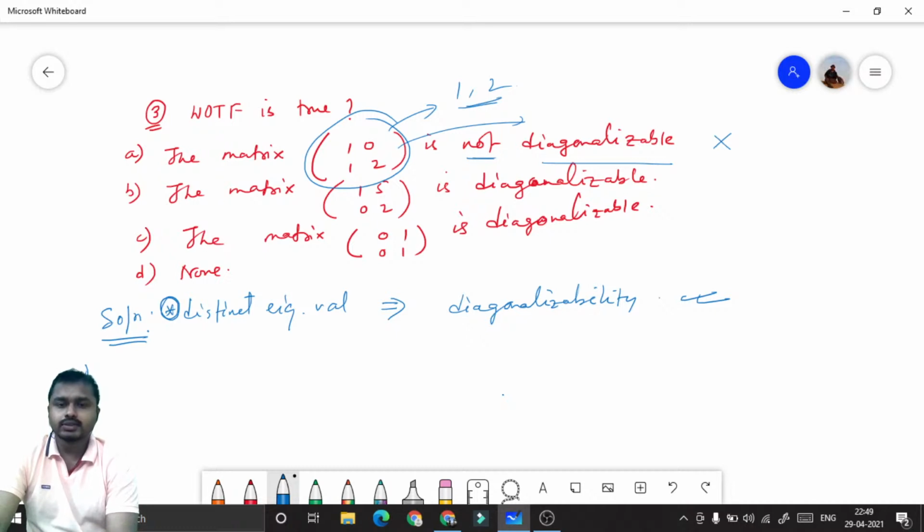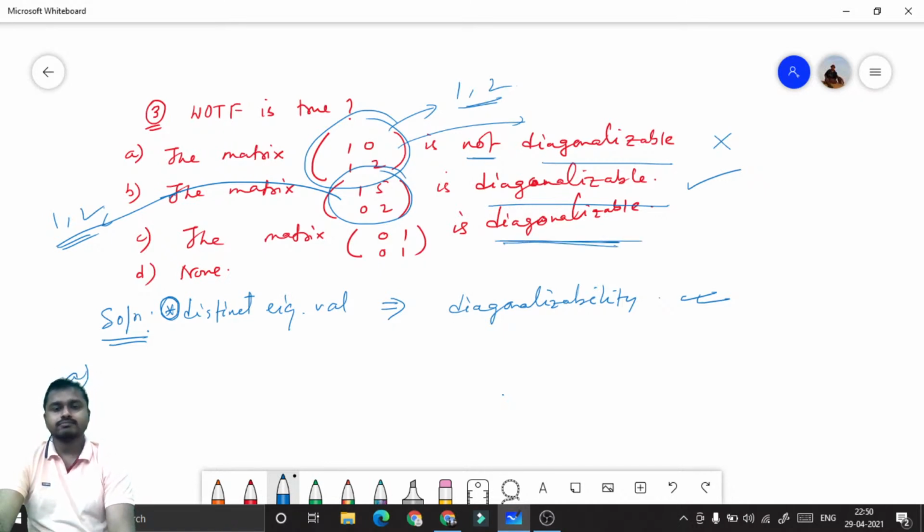The second option says that this is diagonalizable. Simply check the eigenvalues. The eigenvalues are 1 and 2, so this matrix is diagonalizable. So the second option is correct. The matrix 0 1 0 1 is diagonalizable, and they are saying it is diagonalizable.